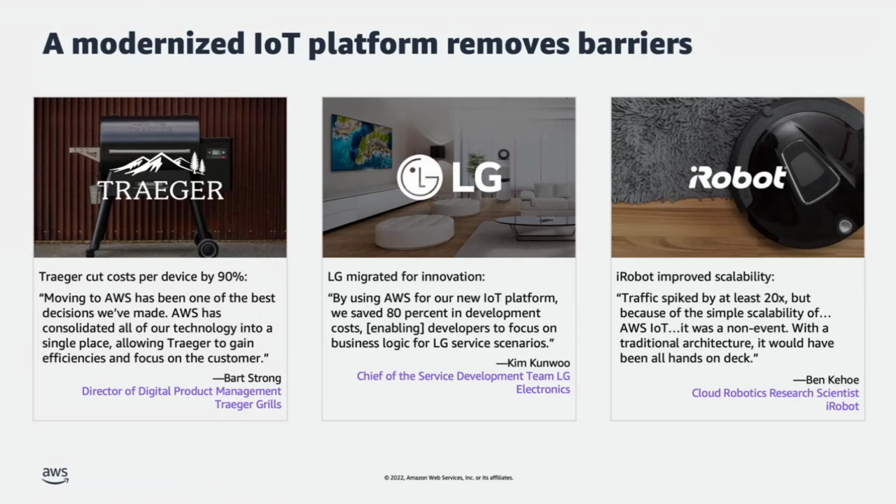LG saved development time that freed resources to focus on their innovation. As a leading provider of electronics products worldwide, LG announced plans to add AI to their TV and appliance products with LG ThinQ. LG migrated ThinQ to AWS IoT, stating that AWS was the only cloud provider whose IoT services could meet LG's requirements to support the ThinQ platform. And finally, iRobot significantly improved the scalability of their platform by moving to AWS IoT Core.